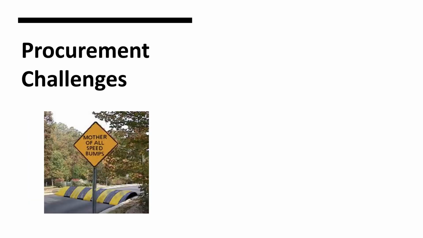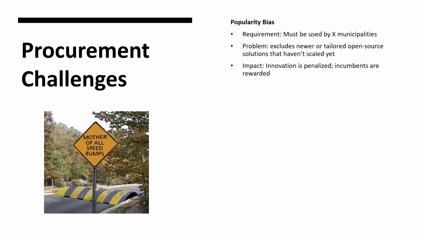Even with the best intentions, public procurement can undermine digital sovereignty. Let's look at common pitfalls. First, popularity bias. Some tenders require that the solution be used by a certain number of municipalities or public bodies. The idea is to reduce risk, but the effect is exclusion. Newer or tailored open source solutions, no matter how promising, are disqualified simply because they haven't scaled yet. Innovation is penalized. Incumbents are rewarded.